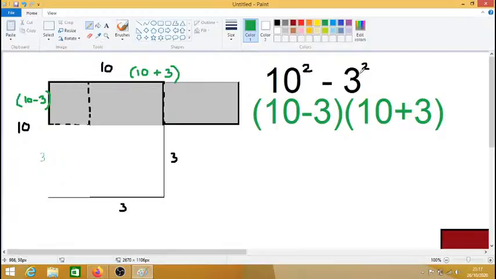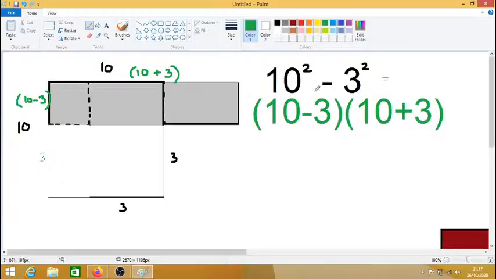You can just do the big square, take away the small square area. Or you can look at the sides of each square, and after you reshape it into a rectangle, you'll see that the long side of the rectangle is the two sides added together, 10 plus 3, and the short side is the two sides taken away from each other, so 10 take away 3. Both ways will get you the same answer.